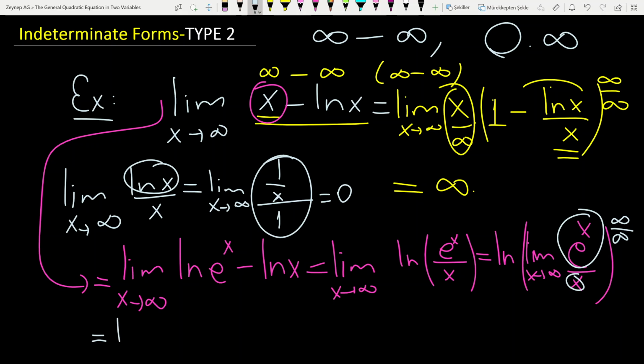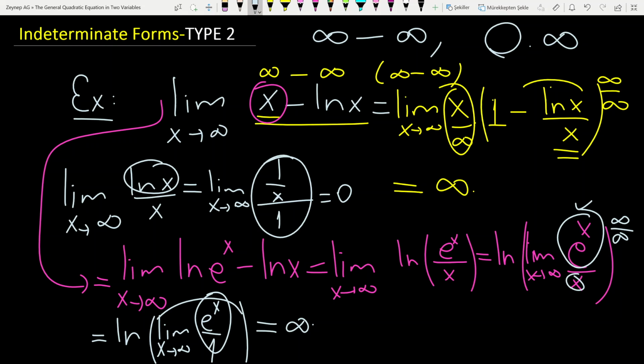Let's apply L'Hopital's rule to the inside of the parentheses. Of course, we should not forget the limit expression here. The derivative of e to the power x is the function itself, and the derivative of the denominator is 1. And when x tends to infinity, this expression goes to infinity, and when the inside of ln goes to infinity, ln itself goes to infinity. So the answer is, of course, infinity.